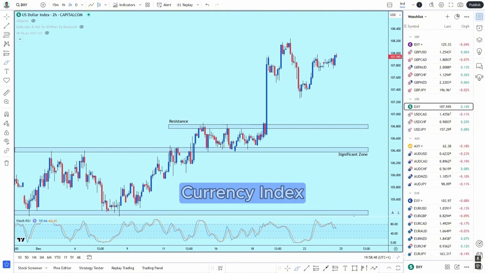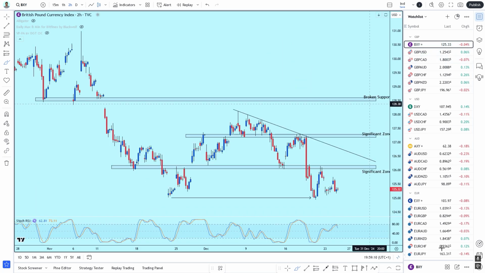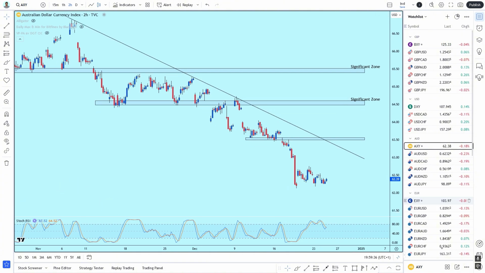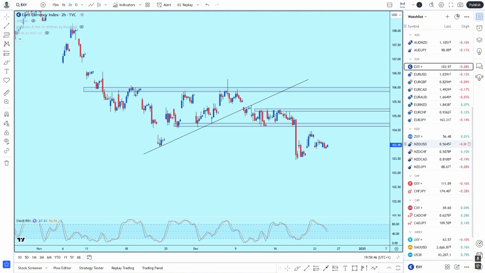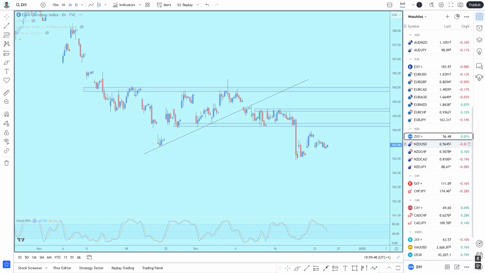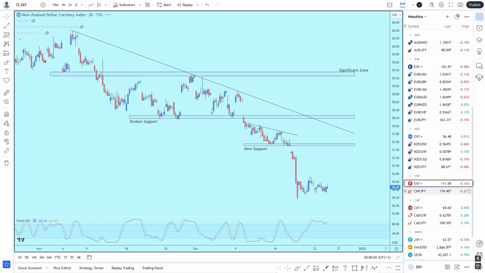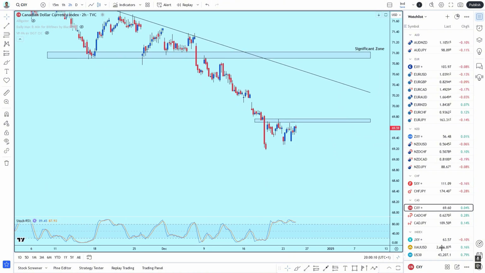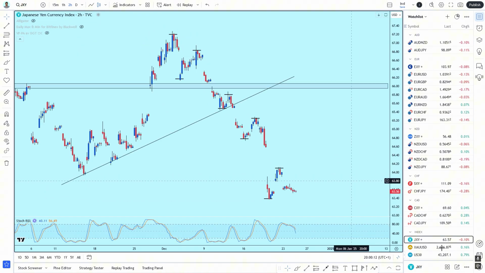So every currency has an index. For example, the most popular is the US dollar index, and it's called DXY. But also every other currency has its own index. For example, the British pound is called BXY. Then the Australian dollar is called AXY, the Euro index is called EXY, the New Zealand dollar is called ZXY, the Swiss franc is called SXY, the Canadian dollar is called CXY, and finally the Japanese yen is called JXY.